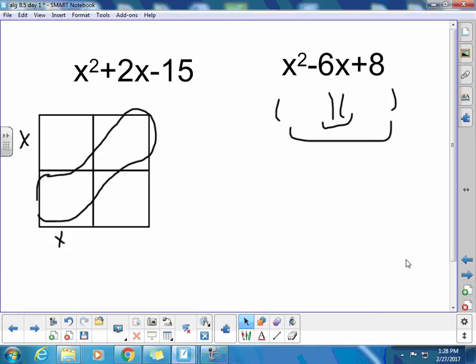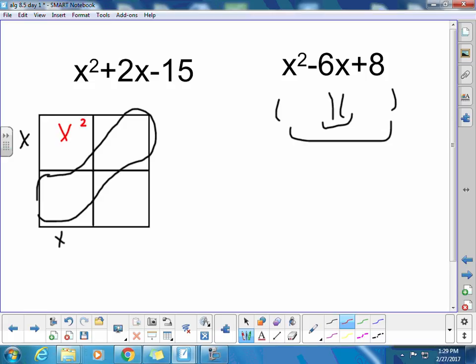So previously we've been FOILing together two binomials to come up with a trinomial. And this time we're going to work backwards. We're going to take a trinomial and factor it and get our two binomials. And when we use the box method, remember we had x times x is x squared.